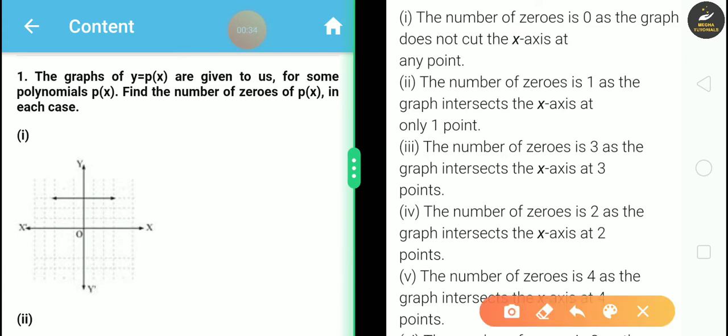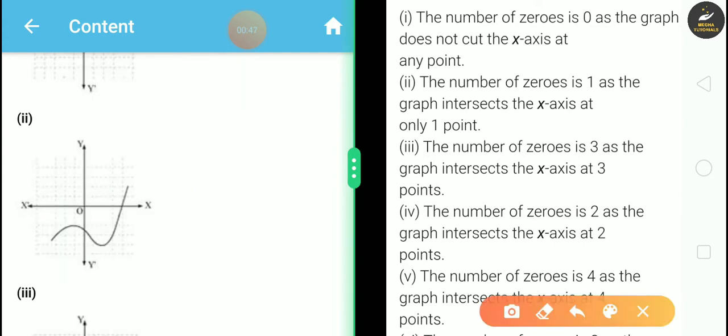So in equation 1 there is no intersection with the x-axis, therefore we can write the number of zeros is 0 as the graph does not cut the x-axis at any point. Question 2. Now we can see the graph is intersecting the x-axis at one point, therefore the number of zeros is 1 as the graph intersects the x-axis at one point.